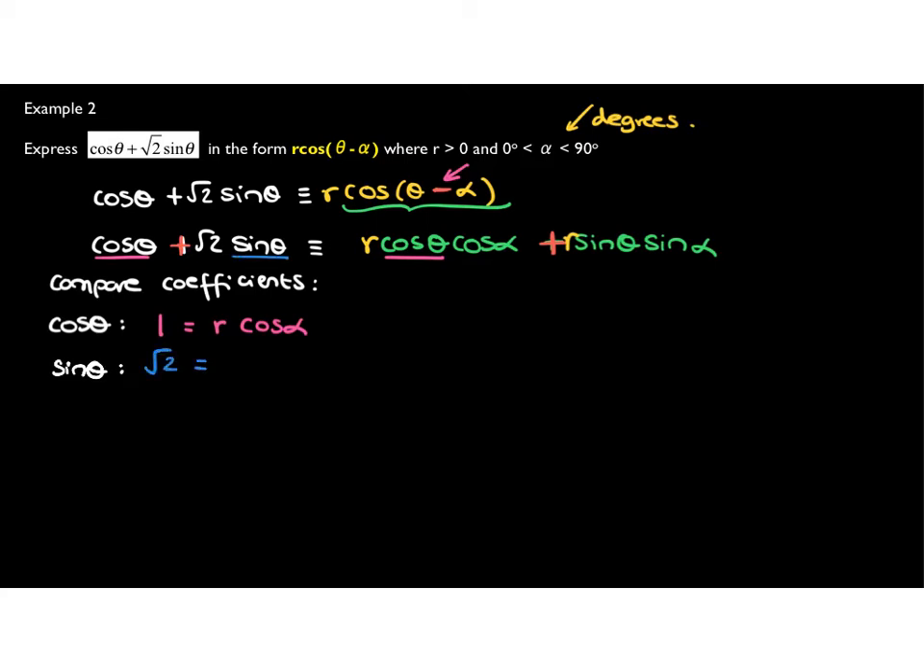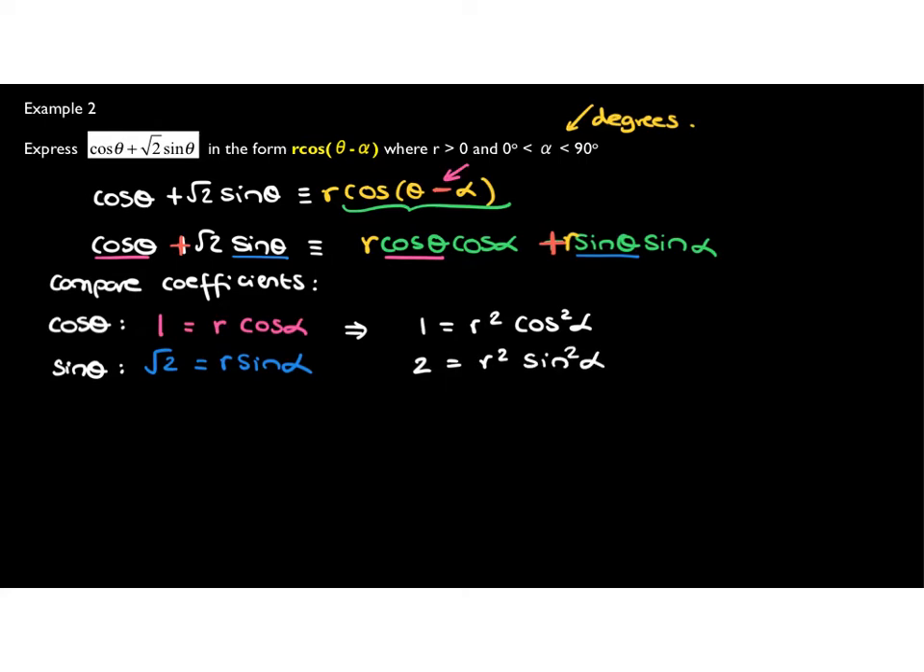And on the right-hand side, we have r cos alpha and r sine alpha. Now, we know that if we square these and add them together, we get r squared. I don't have to write out the full working every time that we do this. If you want to, we can do: 1 is equal to r squared cos squared alpha, 2 is equal to r squared sine squared alpha.